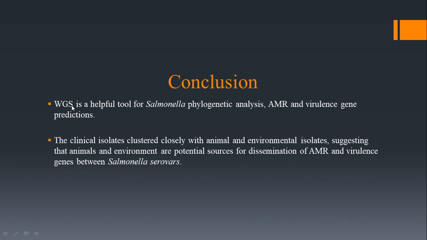So, conclusion: whole genome sequencing is a helpful tool for Salmonella phylogenetic analysis, and AMR and virulence gene prediction. The clinical isolates cluster closely with animal and environmental isolates, suggesting that animals and the environment are potential sources for dissemination of AMR and virulence genes between Salmonella serovars.